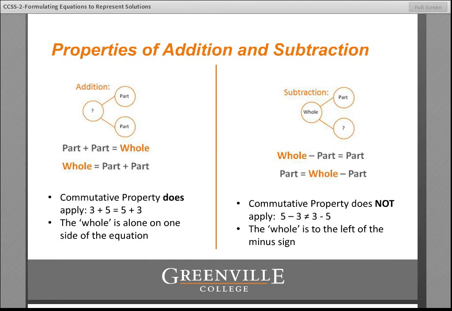The generalized equations are very useful in one regard, and that is in helping them see where the whole is. In addition problems, the whole is alone on one side. It doesn't have to be on the right side. It could easily be on the left, but it is alone. And in subtraction, the whole is always to the left of the minus sign. Again, it doesn't have to be the first thing you see. That rule could get them into trouble, but it is always to the left of the minus sign.